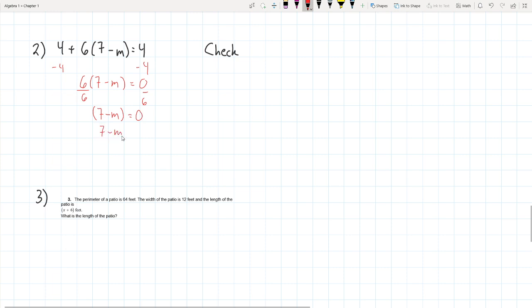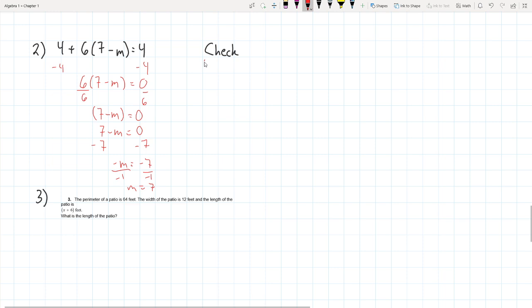So 7 minus m equals 0. I see the quick way. You might not, and that's totally fine. So I'm going to do the not quite quick way yet. I'm going to subtract 7 from both sides. That leaves me with negative m equals -7. I have to divide both sides by -1. And m equals 7. The quick way, in case you're wondering, is you could have seen this minus m right here and just added m to both sides, and you'd get the same answer.